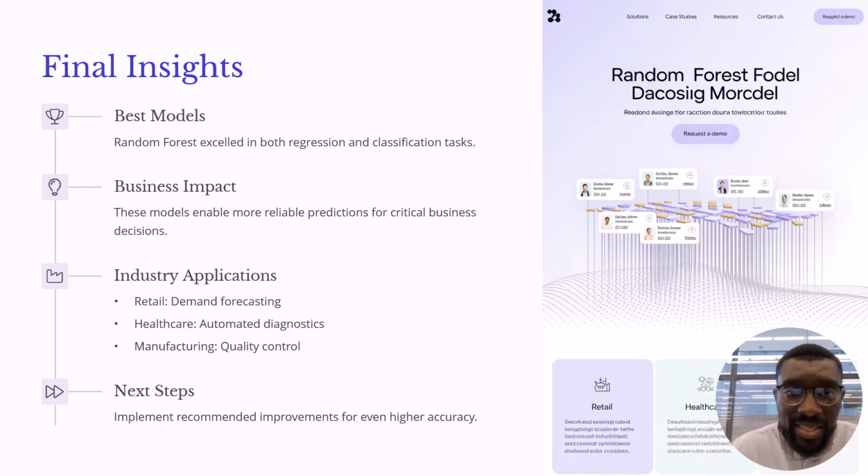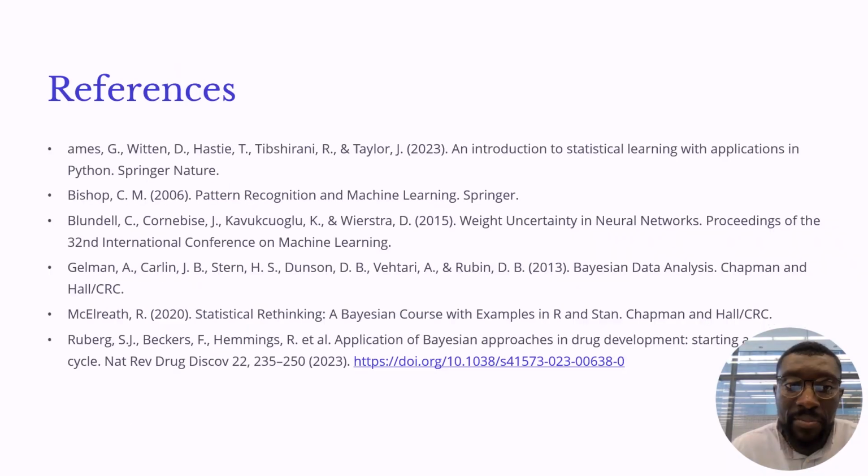So the impact in business: these models enable more reliable predictions for critical business decisions. You can use that in retail, healthcare, as well as other businesses. As I mentioned, retail for demand forecasting, healthcare for automated diagnosis, and manufacturing for quality control, to detect defects in the quality of the product. And as the next step, we implement the recommended improvements for even higher accuracy.